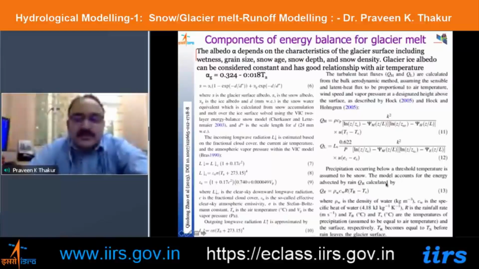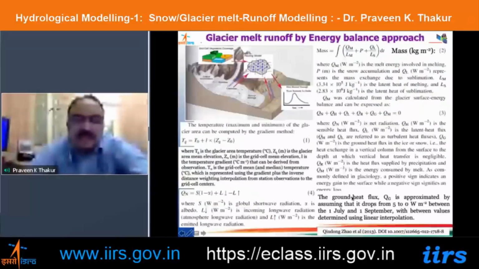Once this is calculated, the energy due to rainfall is a function of the total rainfall rate and the difference between the temperature of the precipitation and the surface temperature when the rain leaves the glacier surface. And the ground heat flux is generally taken with a maximum of 5 watts per meter squared, and it varies between 5 and 0. From 1st July it is maximum, and by 1st September, when the snowfall will start, it is considered as 0.